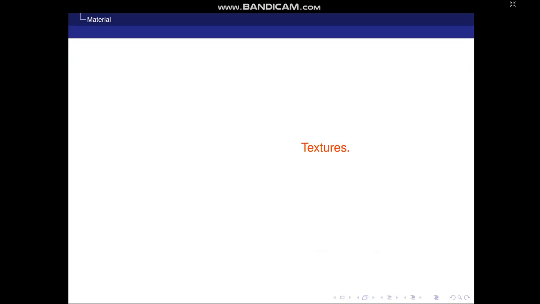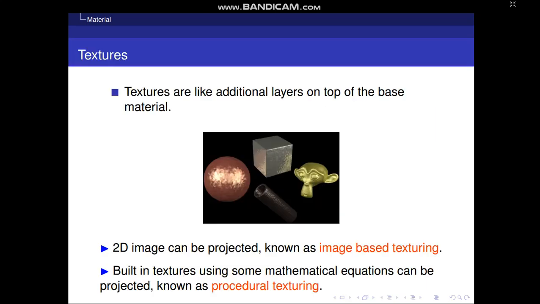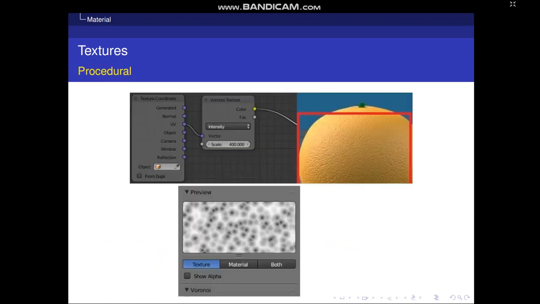Now the texture. Textures are like additional layers on top of the base material. If we apply metallic texture on a cube, then cube becomes metallic. Basically, two types of textures are available. Directly 2D image can be projected on the surface of an object. This is what is known as image-based texturing. Or built-in textures using some mathematical equations can be projected, known as procedural texturing. Here, procedural texture is applied on the surface of an object to create bumps. It adds realism to the 3D object.